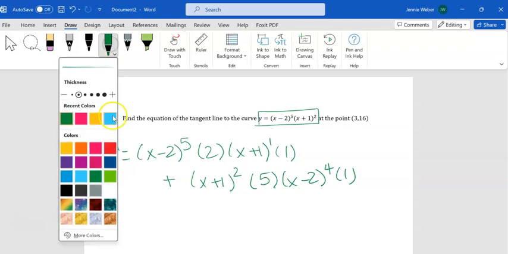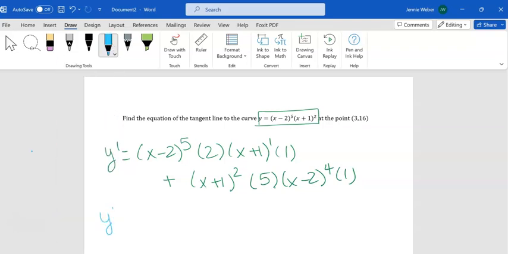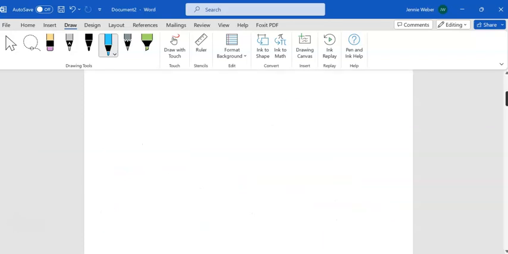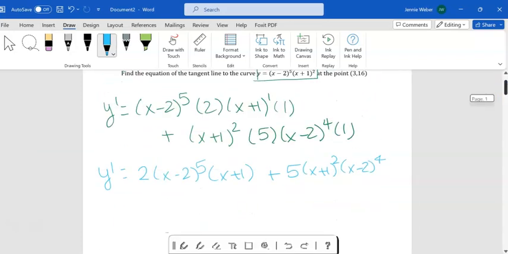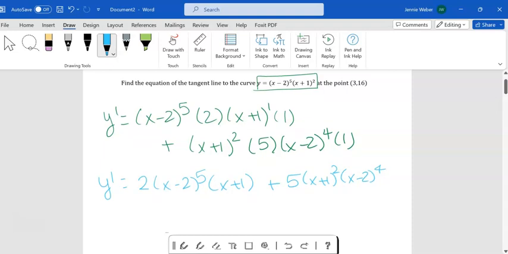I'm going to do a little bit of cleanup, but I'm not going to do a ton. I'm going to explain why here in a minute. So this is 2x minus 2 to the 5th, x plus 1, plus 5x plus 1 squared, x minus 2 to the 4th. Now, at this point, I could do a bunch of factoring, but I don't really need to because I want the slope at this exact point. So what I'm going to do is put in the x value, and I'm going to get an actual number. So I need a number here.